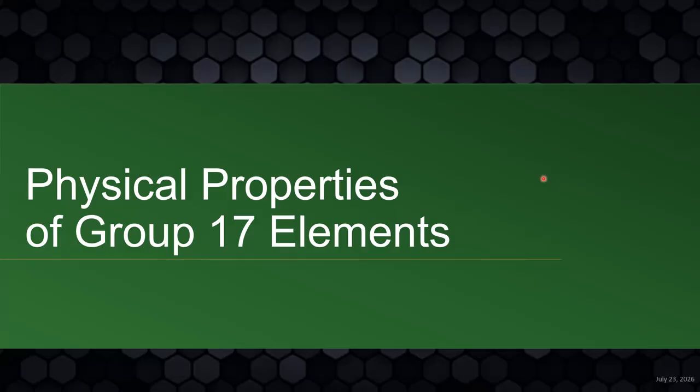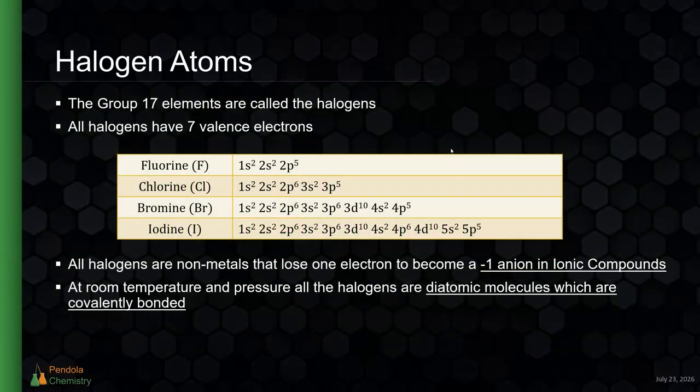Section 1, like I mentioned, is going to go over the physical properties of group 17 elements. So we're going to be looking at not the reactions yet, but things like the electron configuration, the state of matter, their colors, so on and so forth. Halogen atoms, the group 17 elements, are going to all have very unique electron configurations. Every single halogen has 7 valence electrons.